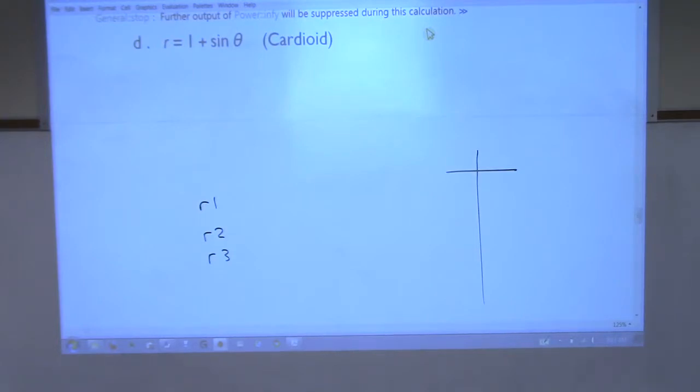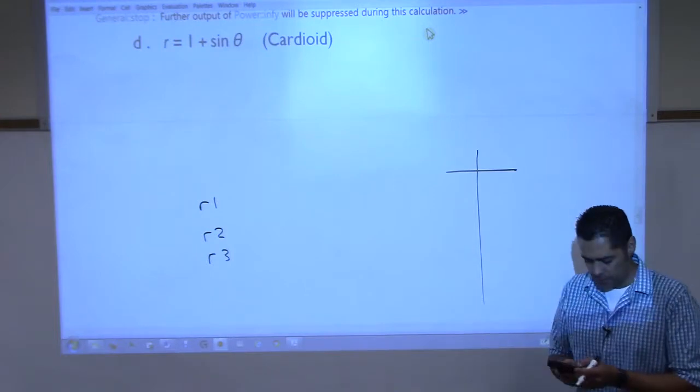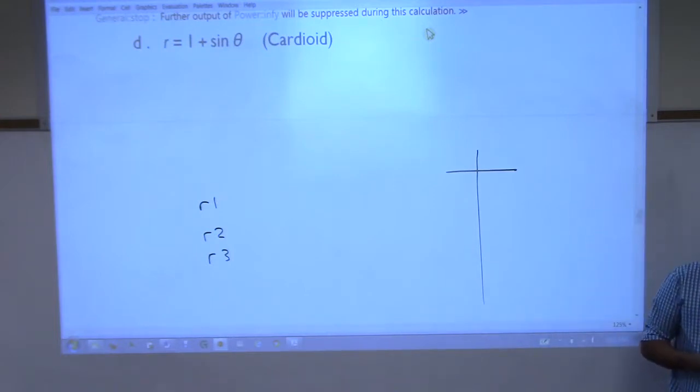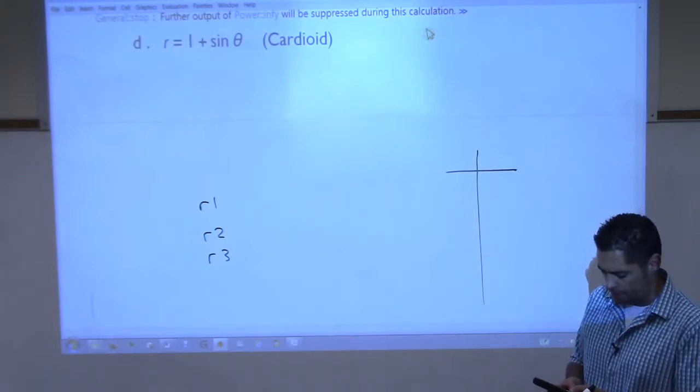Change your window back to 0 to 2 pi, and then you should have the whole graph. It cut off the interesting part. Oh, there we go. Okay, FYI, your calculator can do this. That's kind of cool, right? Mine spit out the numbers. Mine doesn't spit out the graph. Mine's freaking out.